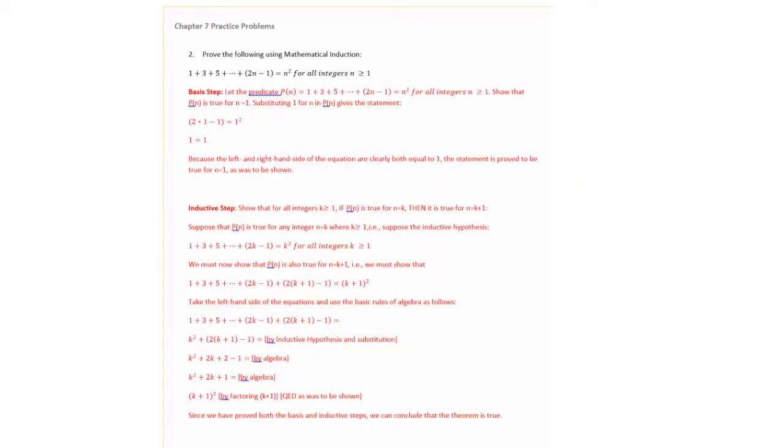Let's go through the solution for Chapter 7 practice problems number 2. Prove the following using mathematical induction: 1 plus 3 plus 5 plus ... In other words, we're going to continue going 7, 9, 11 until we get to 2n minus 1, is going to equal n squared for all integers where n is greater than or equal to 1.